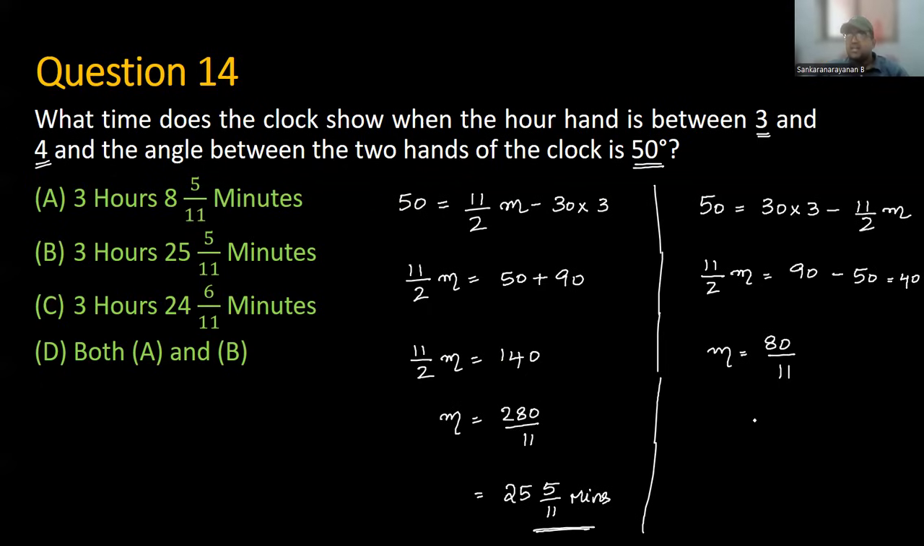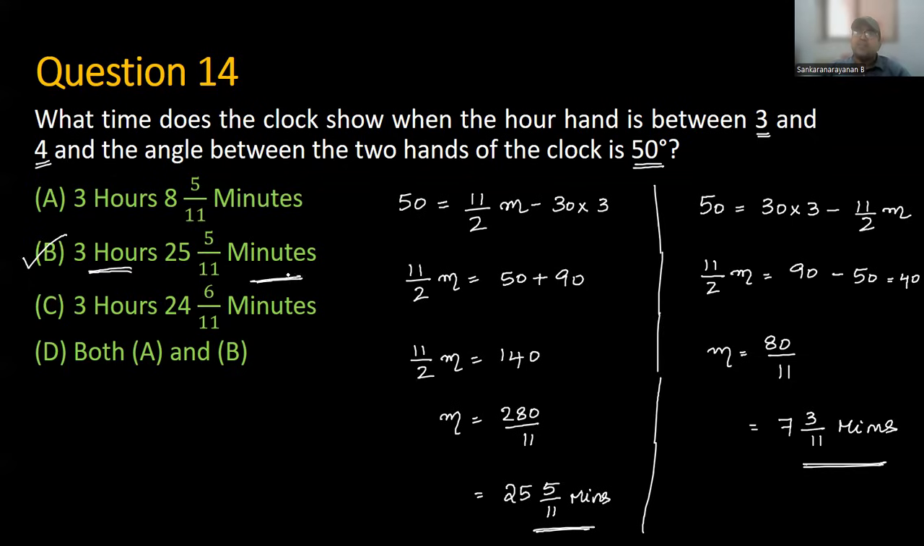80 by 11, when I am considering, that will be 7 and 3 by 11 minutes. Okay. Now, we can see that the two possibilities are, it may be 3 hours 25 and 5 by 11 minutes, or it may be 3 hours 7 and 3 by 11 minutes. So we can see that in this case, that 7 and 3 by 11 possibility is not mentioned here. Only the 25 and 5 by 11 is present. So we can choose option B as our final answer.